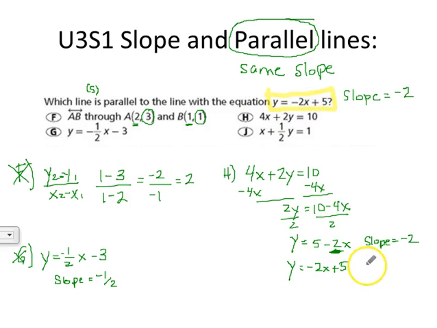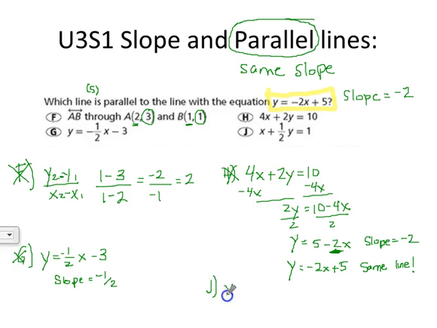So because it's the same equation, that means this is the same line. So these two lines actually would not be parallel to one another because they're actually the same line. So this would not be an option. So that leaves us with the last choice, J.